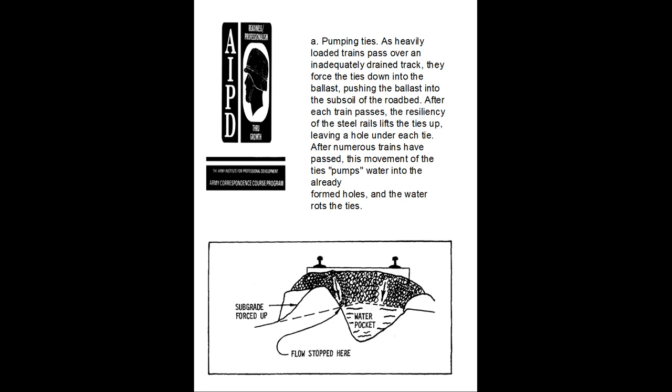Lifts the ties, leaving a hole under each tie. After numerous trains pass, the movement of the ties pumps water into the already formed holes, and the water rots the ties. Water pockets form. Continually adding ballast under the pumping ties eventually results in a large accumulation of porous ballast deep into the roadbed, sometimes to a depth of several feet.